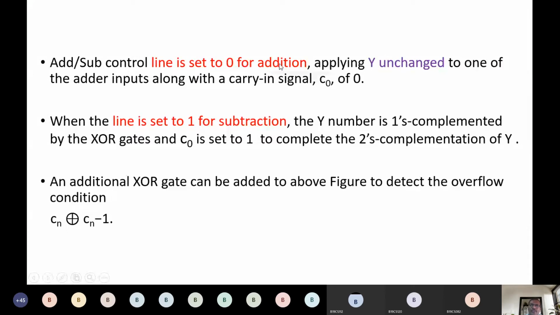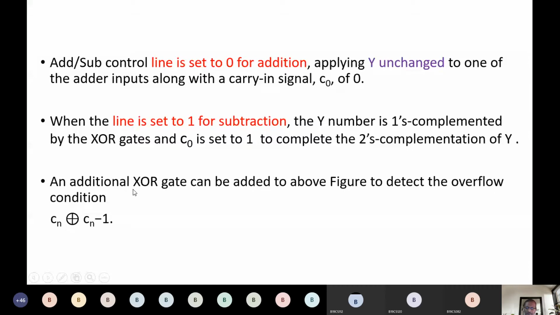Is that it? Here it becomes 8 plus 3, addition. So since it is plus 3, Y is not changed. But here, we generate the 2's complement of Y and then add. That is, we make it minus 3 and then add it to 8. So 8 minus 3, it becomes the subtraction. Okay. So based on the control line, the circuit does the addition and subtraction.